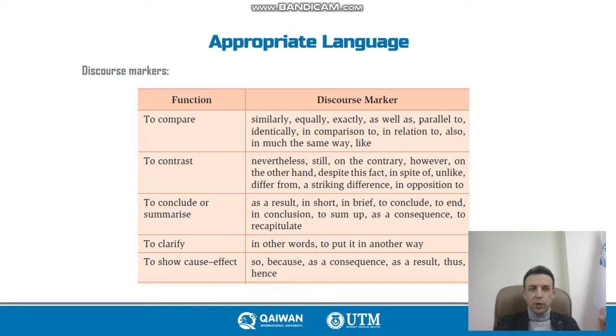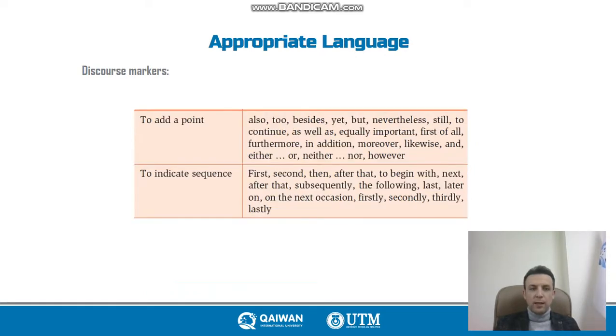For example, those that express comparison, those that express contrast, those that express conclusion and summary, those that are intended to clarify, those that are intended to show cause and effect, and finally those indicating sequence. So as I told you, try to refer to them when you're writing a summary, and try to use as many different discourse markers as possible in your writing.